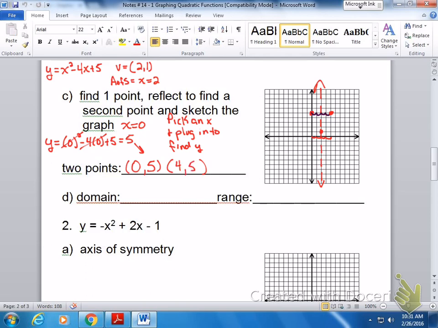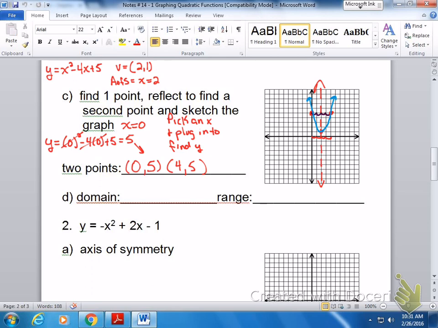Now once you've done that, we can sketch it. Now remember, it's a U shape, not a V shape. It needs to look rounded. So I'm going to start at the vertex and kind of curve one up through the first point, and then start again and go on the other side and curve it up through the second. Doesn't have to be perfect, but it needs to look curved.